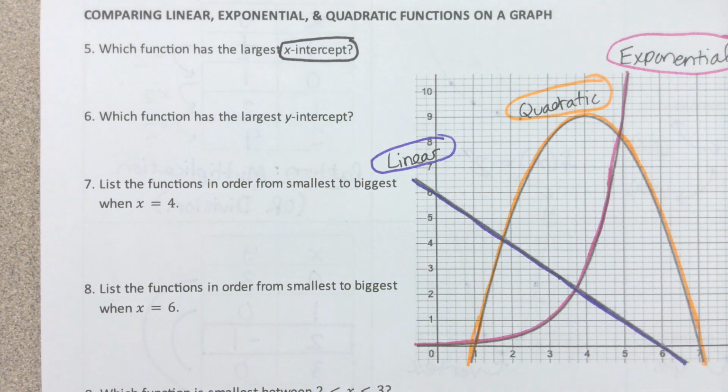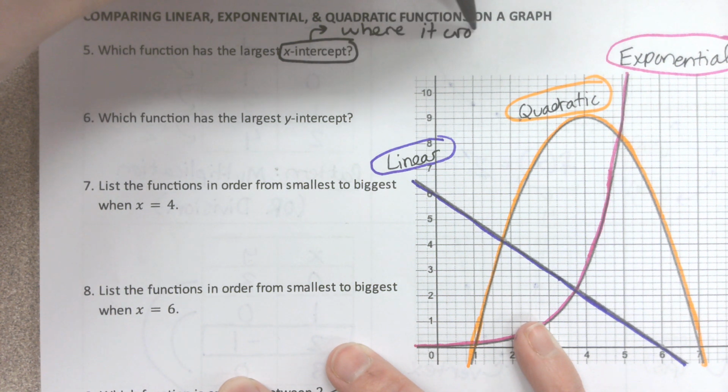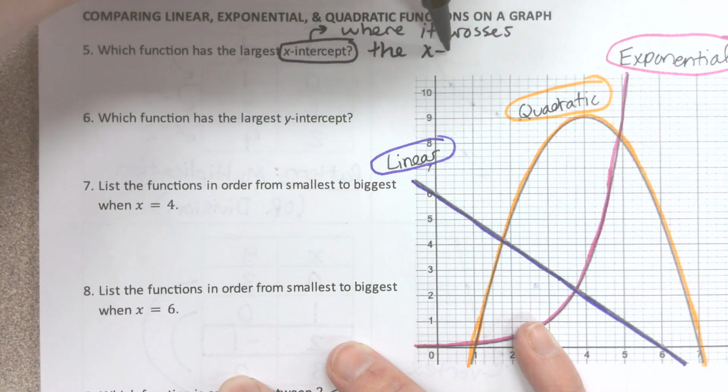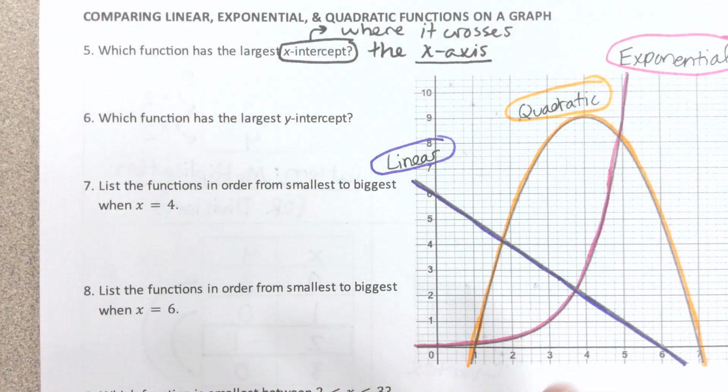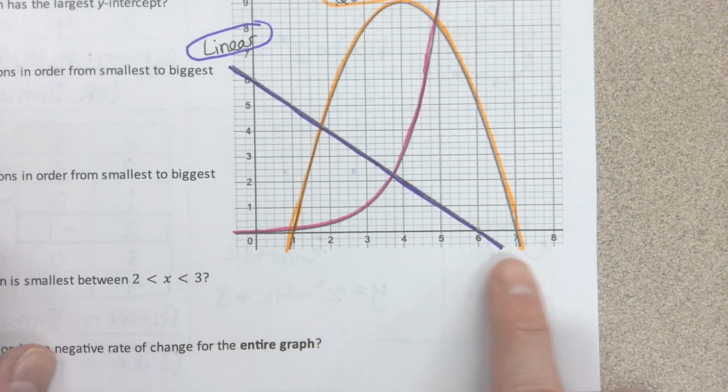When it says x-intercept, where am I looking on the graph? Yeah, the bottom at the x-axis. The x-intercept is where it crosses the x-axis. So when it says largest x-intercept, we want to know the largest number on the x-axis that's being hit by one of these graphs. So let's go to the bottom of the graph here.